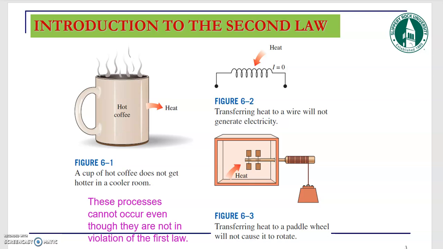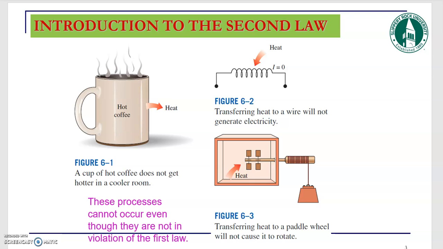So what I mean with these examples is that the processes have a certain direction. It doesn't happen in both directions. If you put this hot coffee in a room, the direction is such that the temperature of the coffee drops to the room temperature, but it doesn't happen in a reverse direction. So processes have a direction, and that is one of the basically important parts of the second law of thermodynamics.